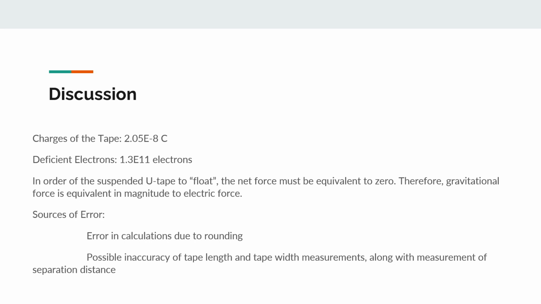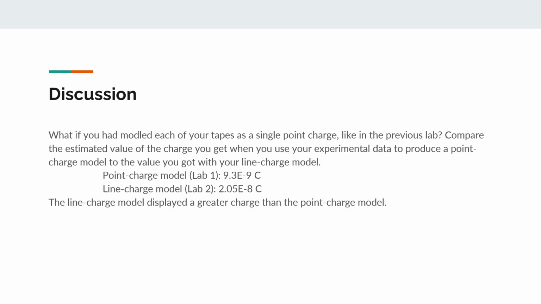Some possible sources of error include error in the calculations due to rounding, and possible inaccuracies of tape length and tape width measurements, along with measurement of separation distance.